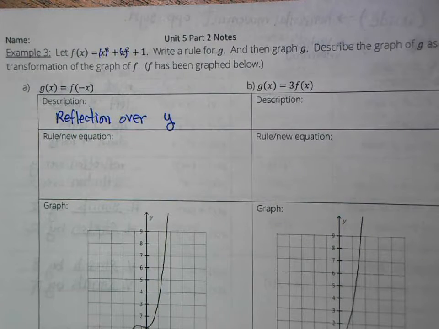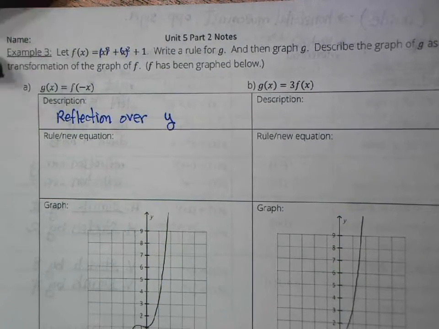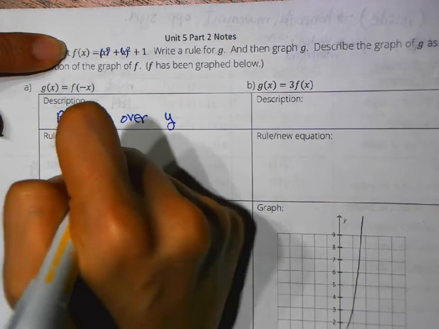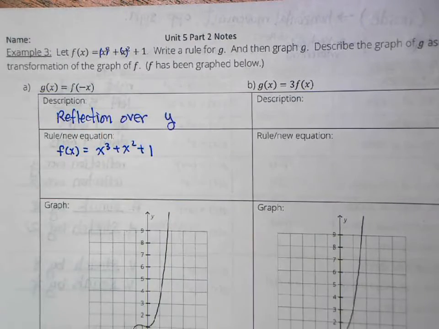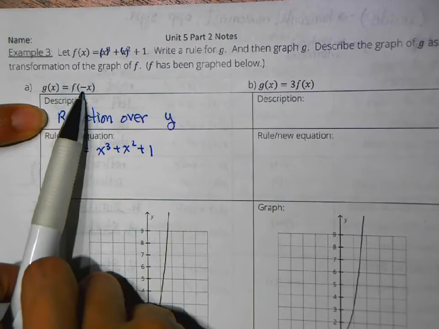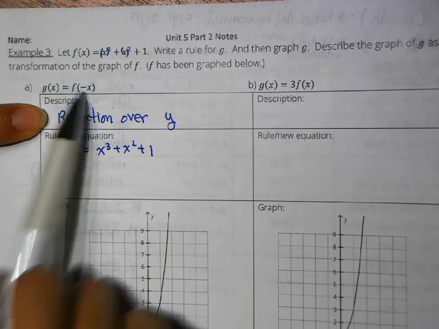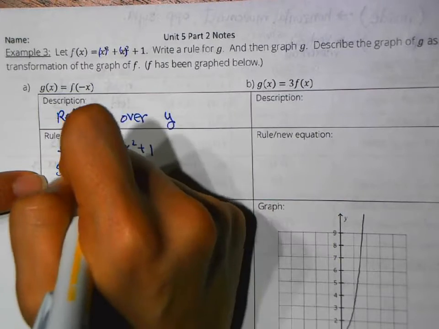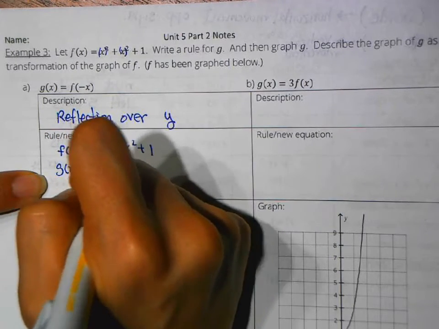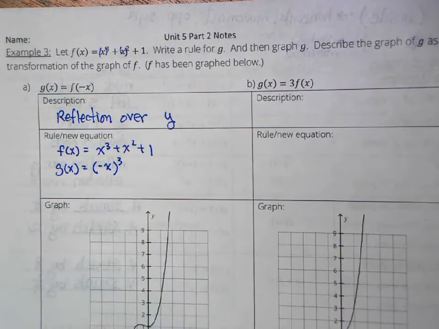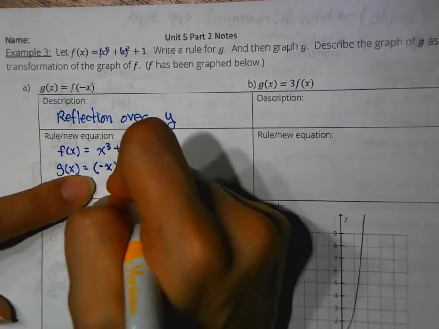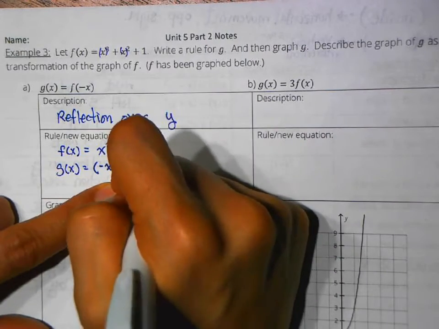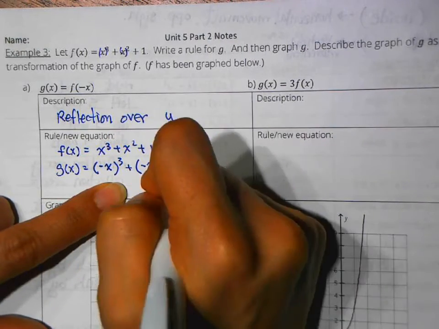Well, let's write the new equation, the new rule applying that negative to it. Well, we started with f of x is equal to x cubed plus x squared plus 1. And since I'm reflecting over the y, I'm multiplying a negative to each of the x. So in this case, my g of x is going to be, I'm going to take that x, multiply it by negative before I cube it. So now there's parentheses around negative x. Plus, that's another x, so I have to multiply that x by a negative also before I square it.